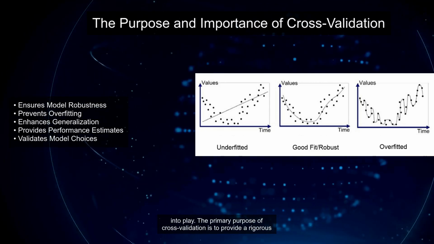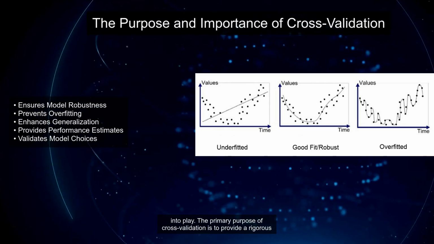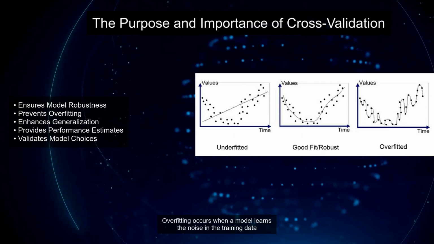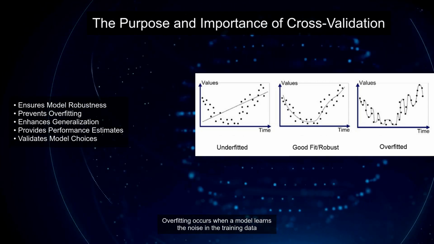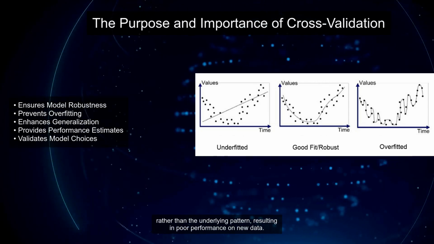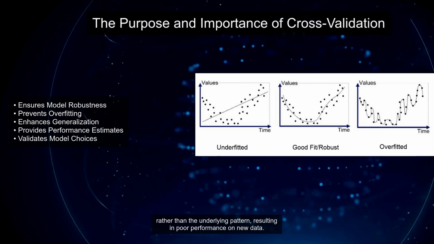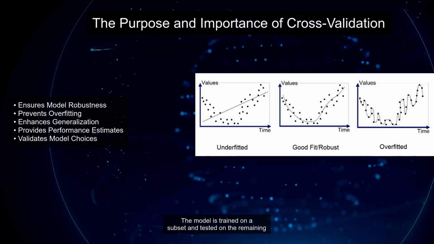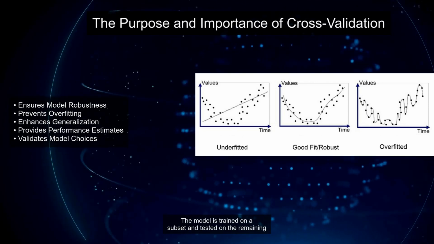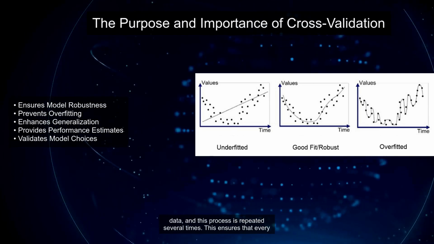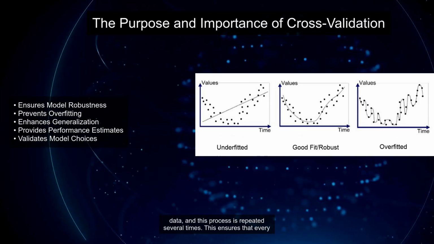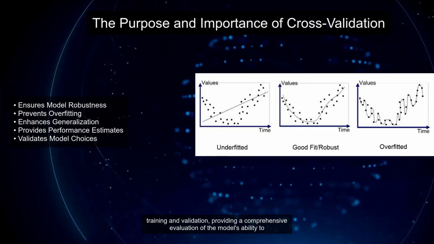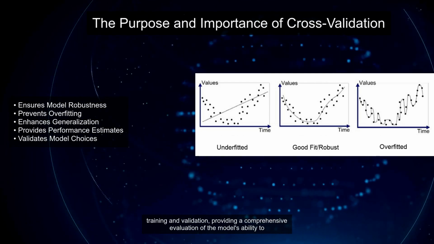The primary purpose of cross-validation is to provide a rigorous assessment of your model's performance and to minimize the risk of overfitting. Overfitting occurs when a model learns the noise in the training data rather than the underlying pattern, resulting in poor performance on new data. Cross-validation mitigates this by splitting the dataset into multiple subsets or folds. The model is trained on a subset and tested on the remaining data, and this process is repeated several times. This ensures that every observation in the dataset has a chance to be used in both training and validation, providing a comprehensive evaluation of the model's ability to generalize.